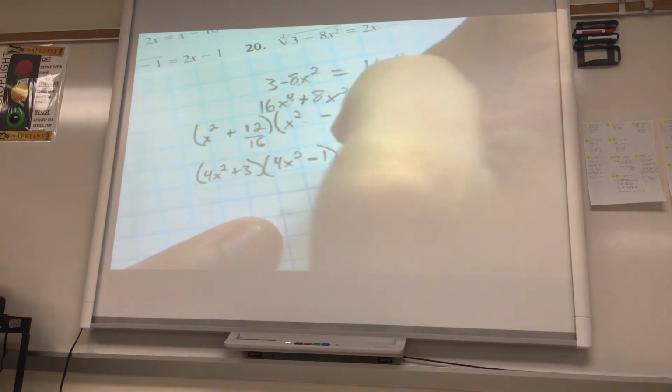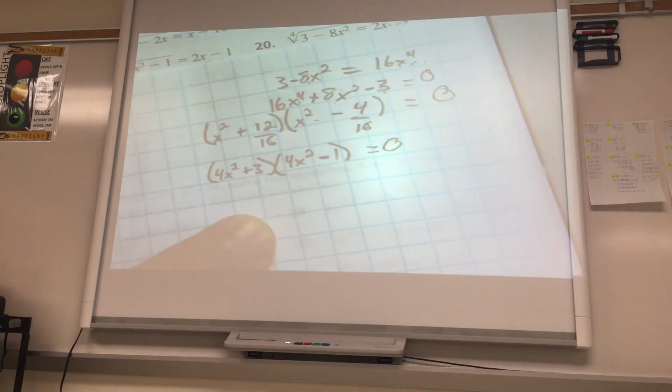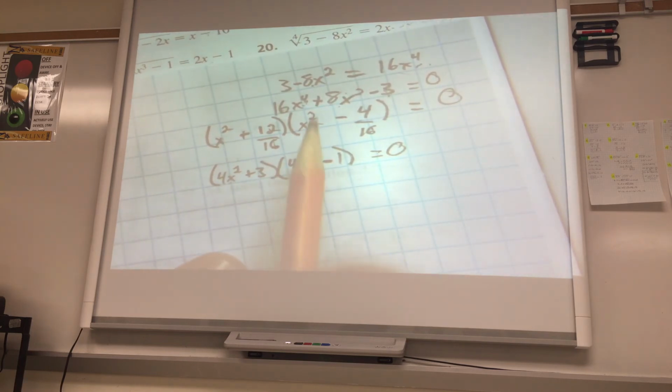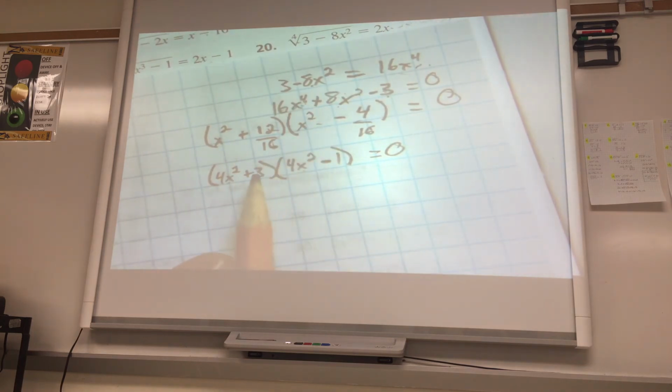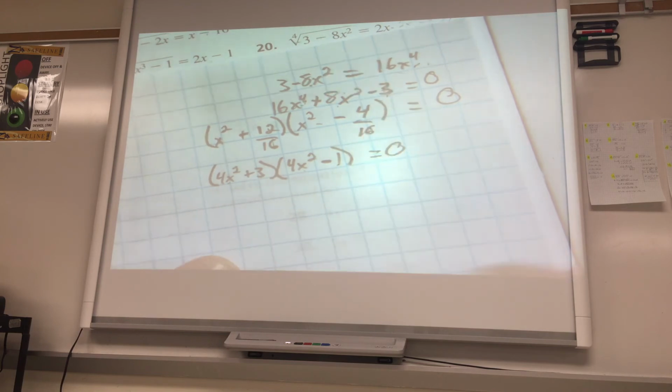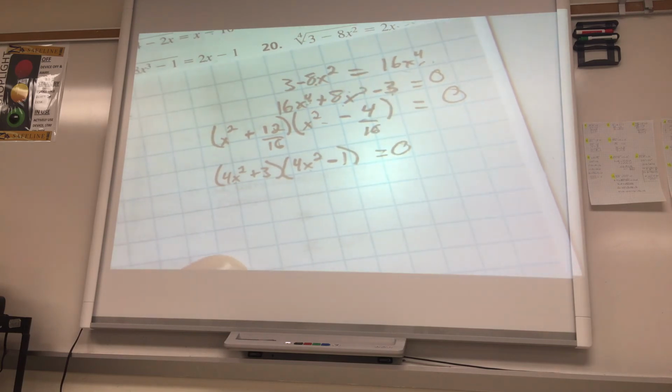Now, let me just see, guys. I mean, that's some nasty factoring. Let me just see if that even makes sense. Does 4x squared times 4x squared equal 16x to the fourth? Yes, it does. Does 3 times negative 1 equal negative 3? Yep. Okay, chances are this is probably right. I'm not even going to talk beyond that point, but chances are this is probably right.